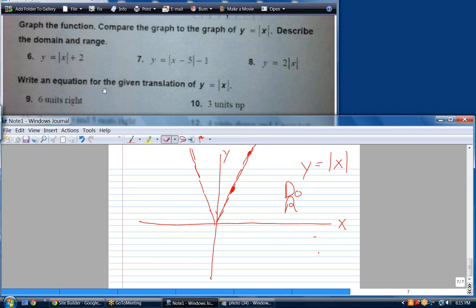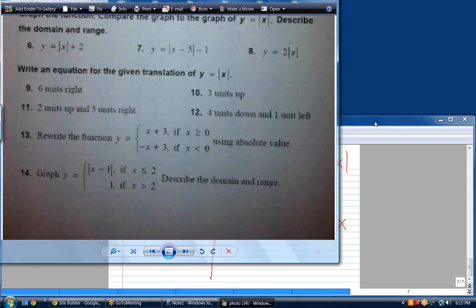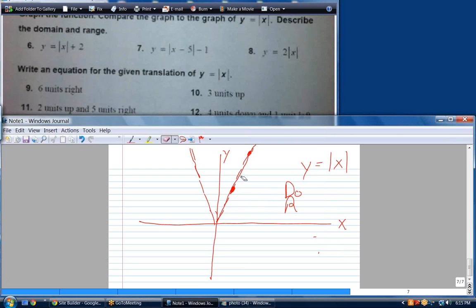Okay. Write an equation for the given translation of this parent function. So I'm going to leave that there. Let's call that y equal square root of x, or absolute value of x. Although they don't want us to graph it, they want the reverse of what we did in 6, 7, and 8. They're telling us what the translation is, and they want to know what the function is. So if I go 6 units to the right, what must my function be?